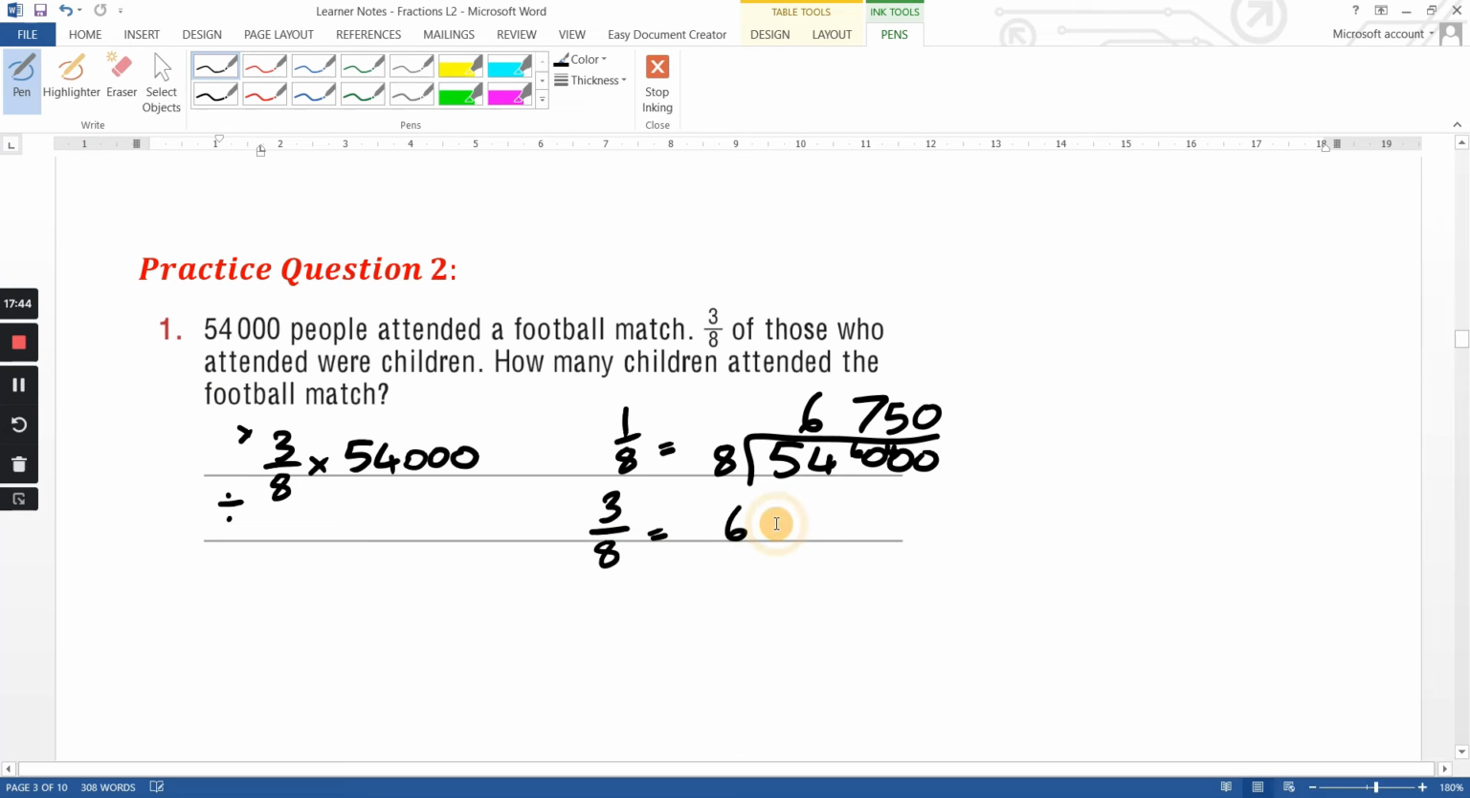So let's do 6,750 multiplied by 3. That's a 0 there. 5 3s are 15. Carry the 1. 7 3s are 21. Plus the 1 is 22. 6 3s are 18, plus the 2 is 20. So my answer should be, let me write it here, 20,250 children.